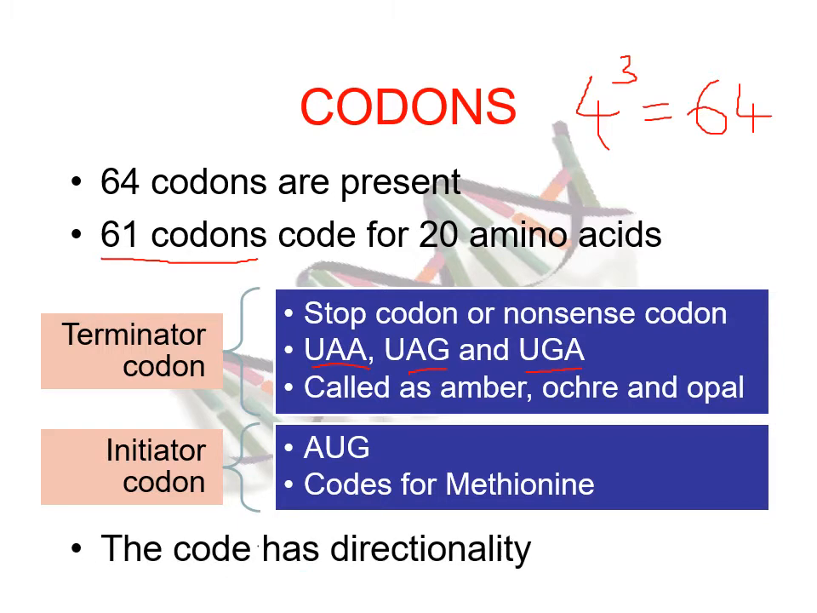Now these codons, or the genetic code, have directionality. What it means here is that, like the DNA and RNA, even the genetic code is read in a 5' to 3' direction.